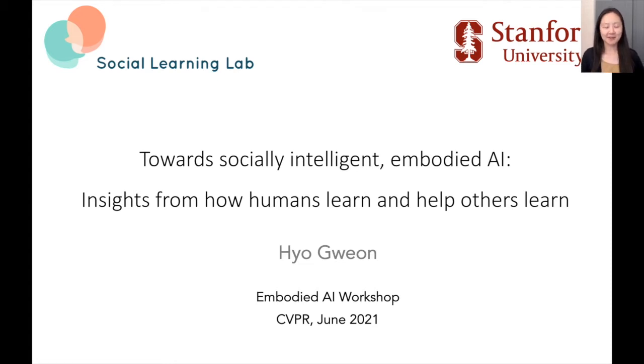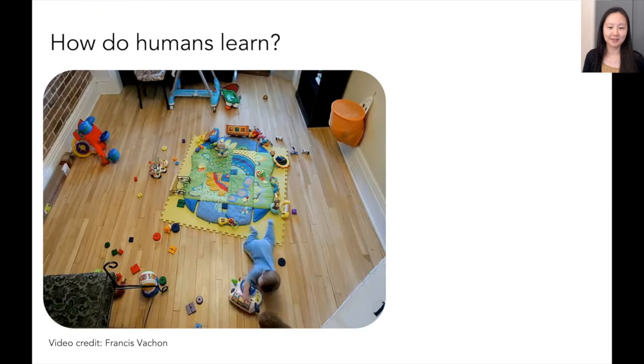Perhaps unlike other speakers, I study humans and especially how infants and young children learn in social contexts. So as many of you today might be looking towards cognitive science for inspirations for building more powerful, flexible, socially intelligent, embodied AI, I hope that some of the work that we're doing and the way we think about how humans learn and help others learn can lead to new ideas and directions for research. So first, let's take a look at how humans learn.